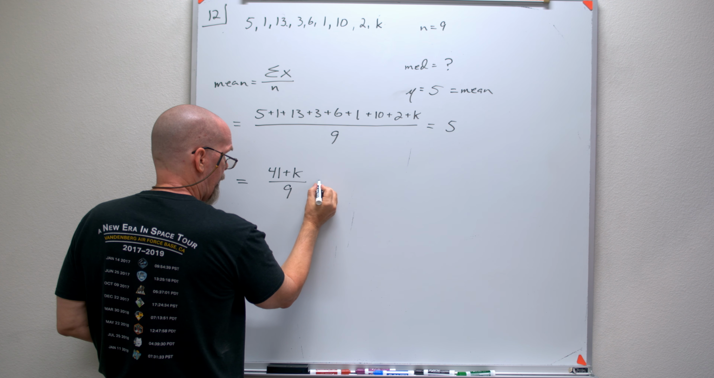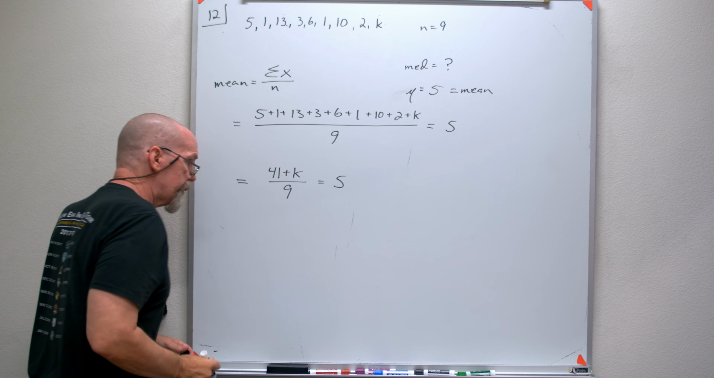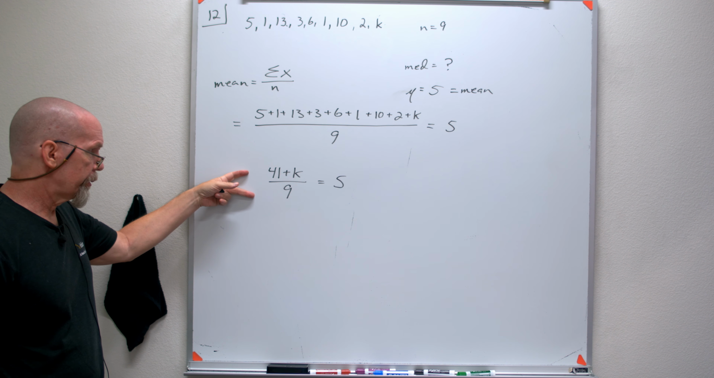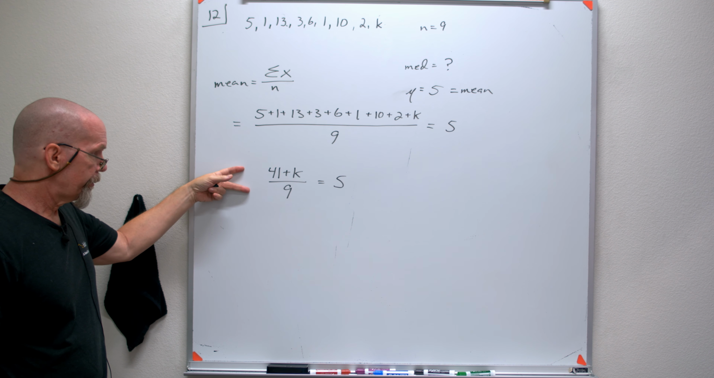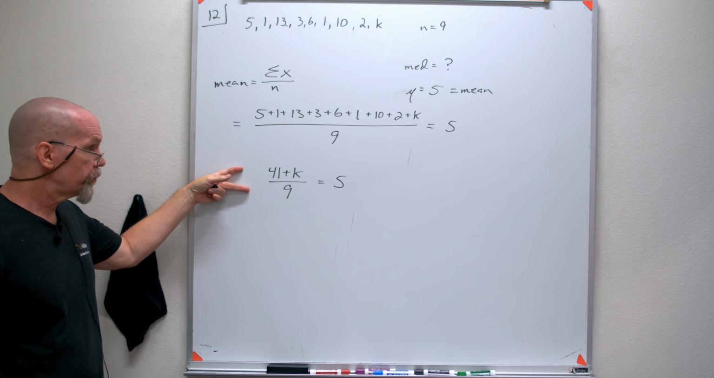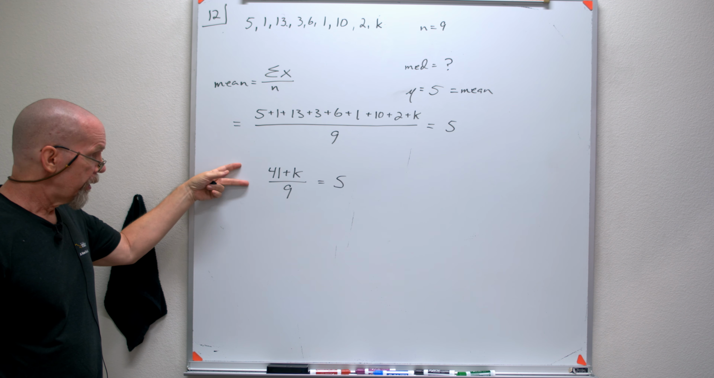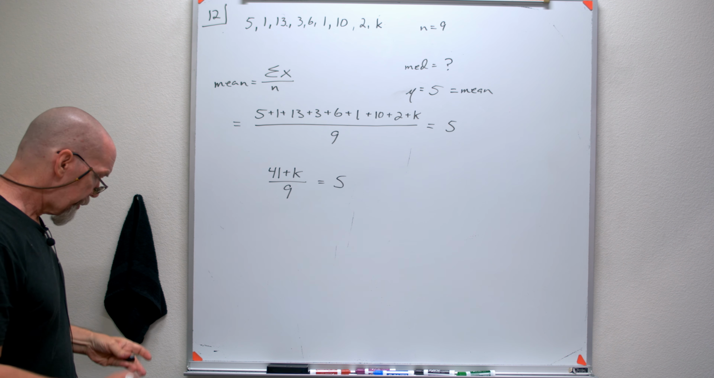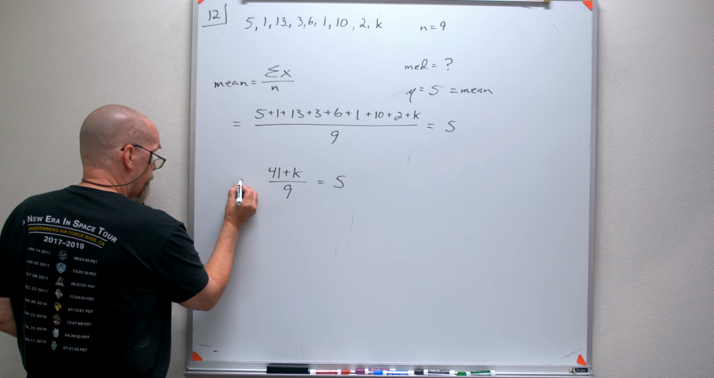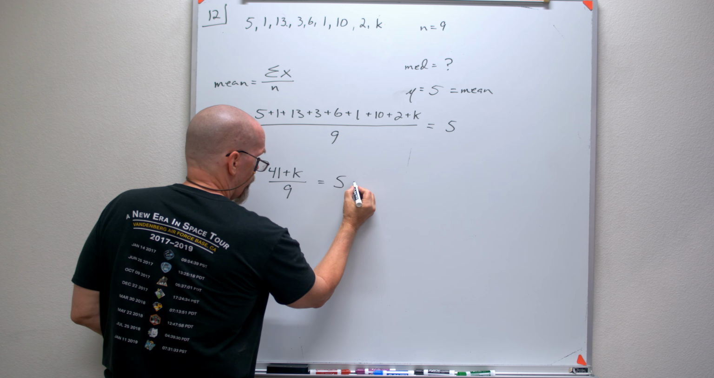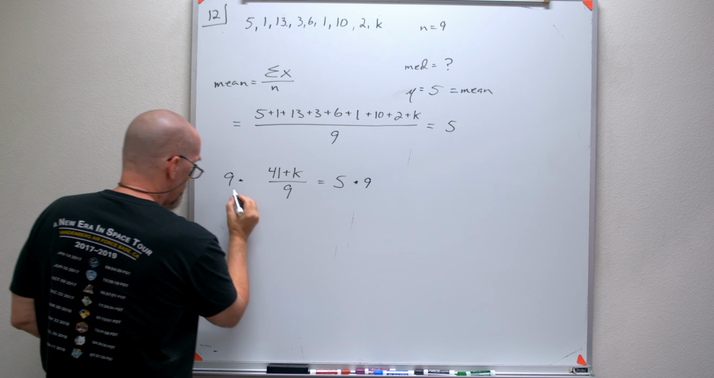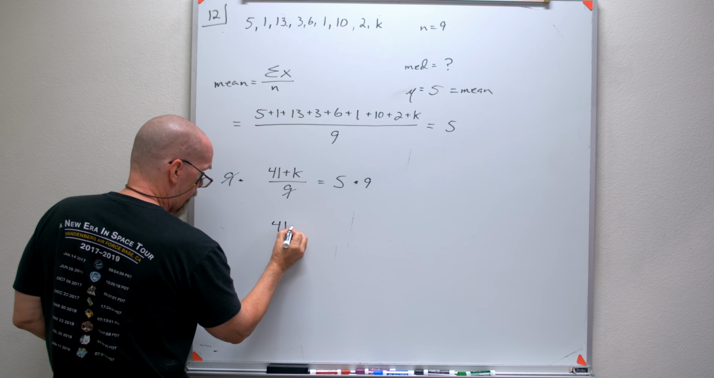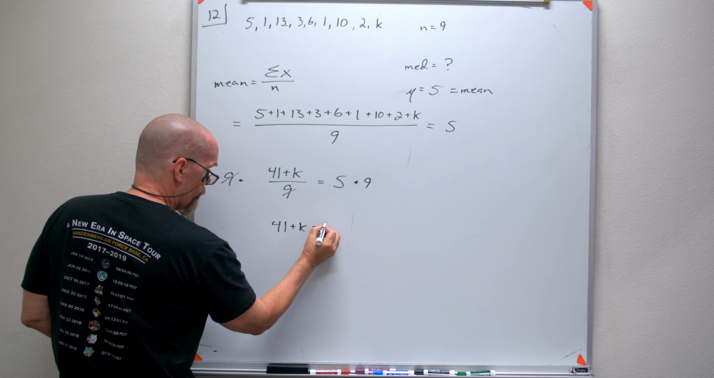It is over 9, and that has to equal 5 because the mean is 5 in this case, right? My next step, I'd probably be saying, how do I get rid of fractions? Well, you get rid of fractions by multiplying by a common denominator, preferably the least common denominator. In this case, we only have one denominator, 9, so it has to be the least common denominator. So I'm just going to multiply both sides of the equal sign by the number 9. Over here on this side, the 9's cancel. It's the entire reason why we're doing it. So we are left with 41 plus k equals 45.